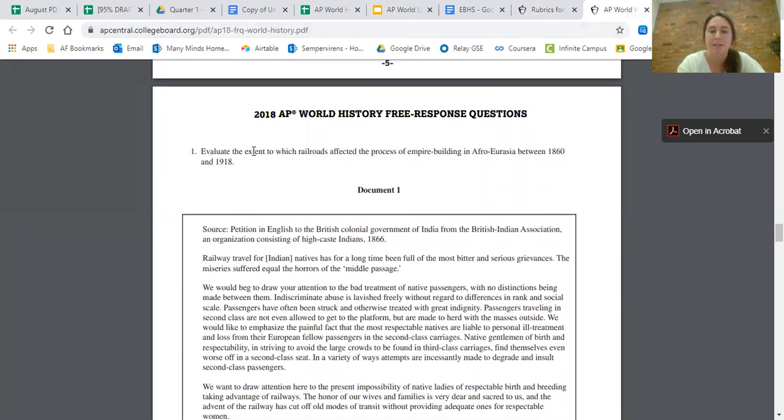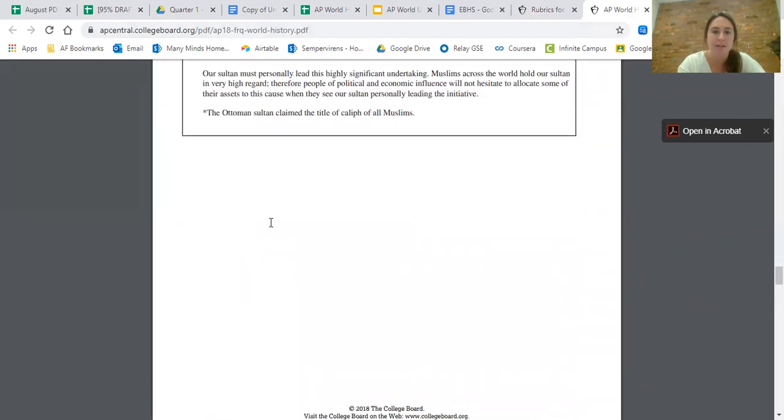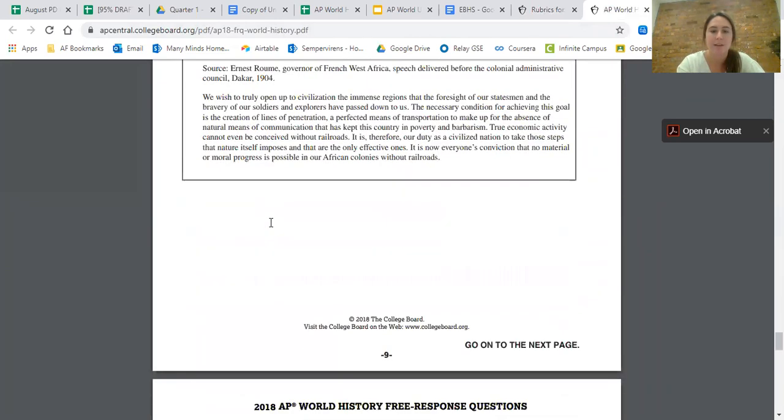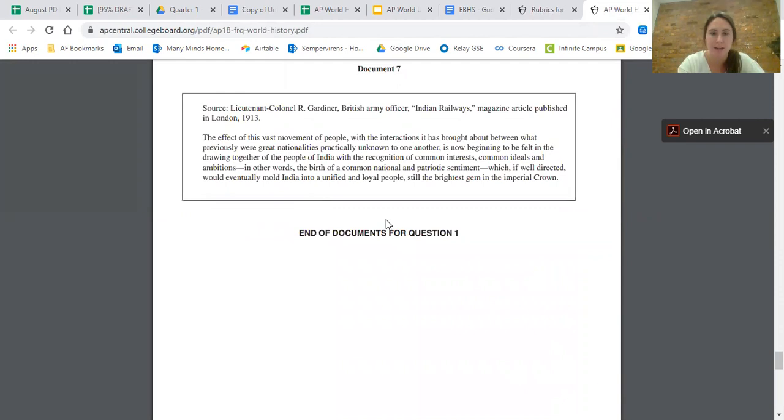So for example, this is a question that says evaluate the extent to which railroads affected the process of empire building in Afro-Eurasia between 1860 and 1918. Obviously, we haven't gotten to those dates in class, but you can see that then they list off all of the sources here, all 7 of those sources, and then you will be given a space to write your response. So that's what the DBQ looks like.